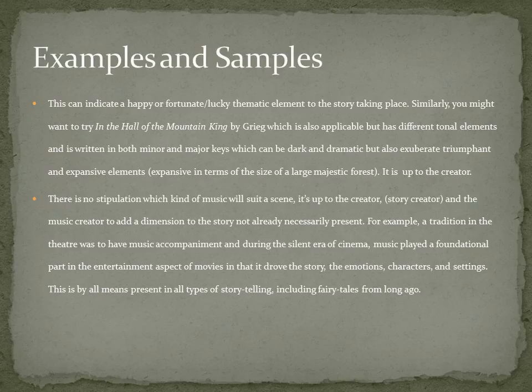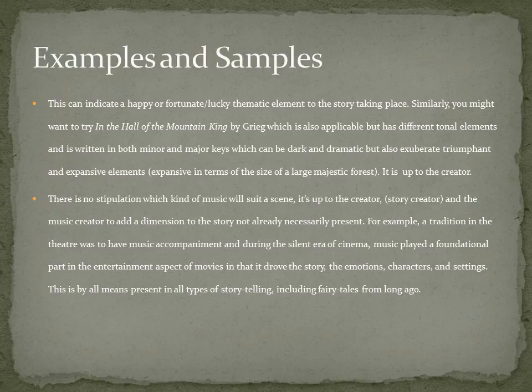So similarly, you might want to even try In the Hall of the Mountain King by Grieg. So I've actually included that in our installation video in one of our scenes, sort of going through the forest and so forth. And it's really good because it's got different tonal elements and it's written in both minor and major keys, and it's a very popular tune in terms of classical music. So classical music, it doesn't mean you always have to use classical music. Any type of music has its roots in classical music, so it's just pretty much orchestral music.